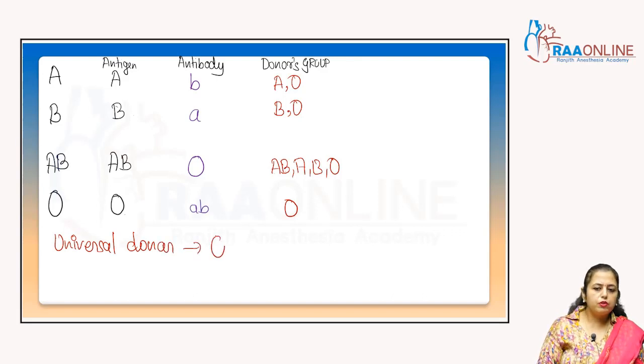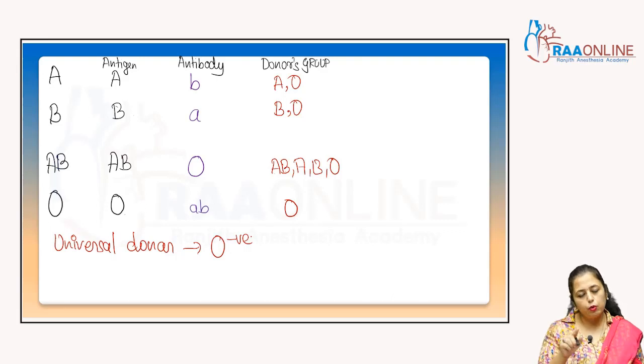So memorize that the universal donor is O negative, not O positive, because O positive can donate its blood only to positive blood groups. But O negative, because of the absence of the Rh factor, can donate blood to anyone, whether positive or negative. There is no danger in that case. That's why the universal donor is O negative.